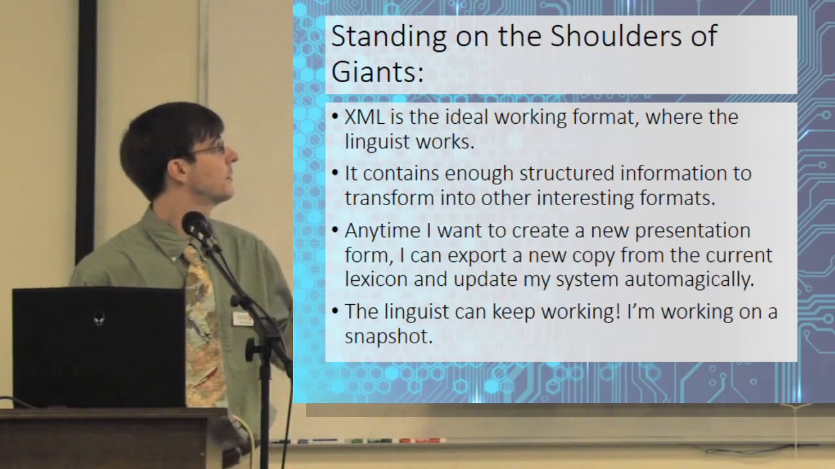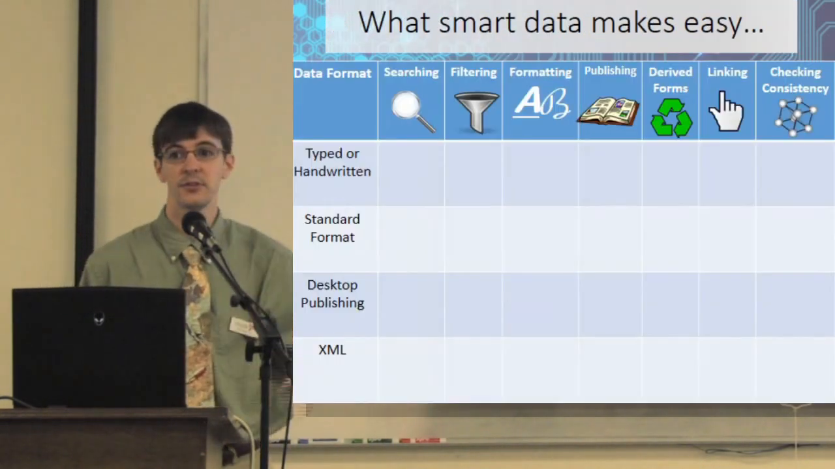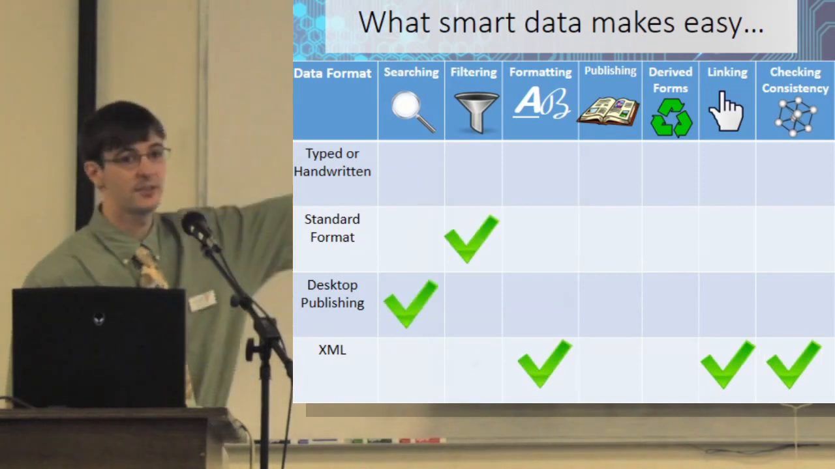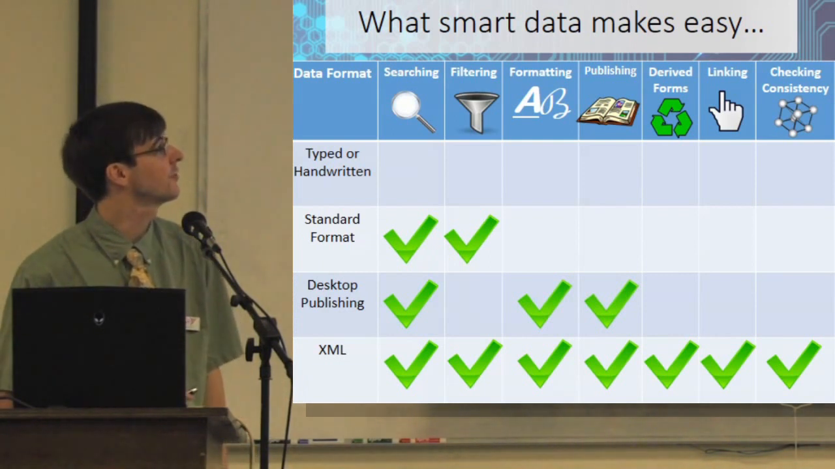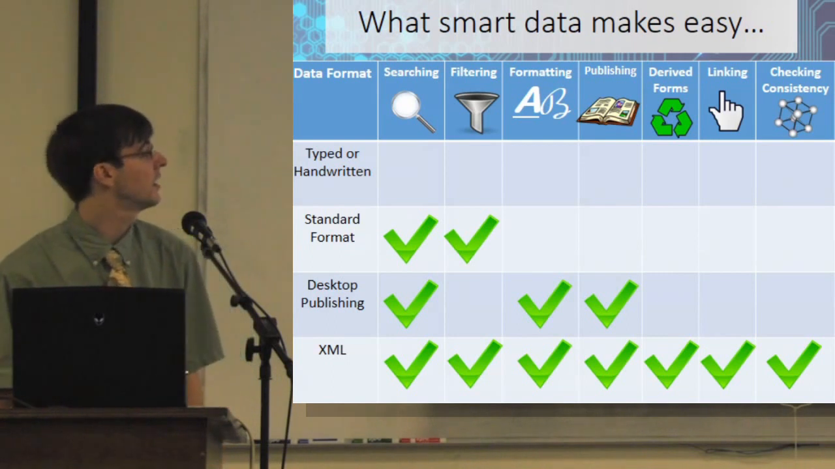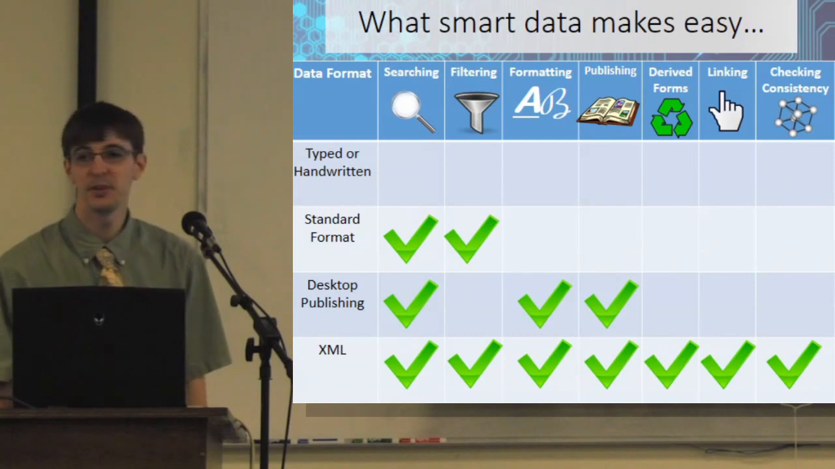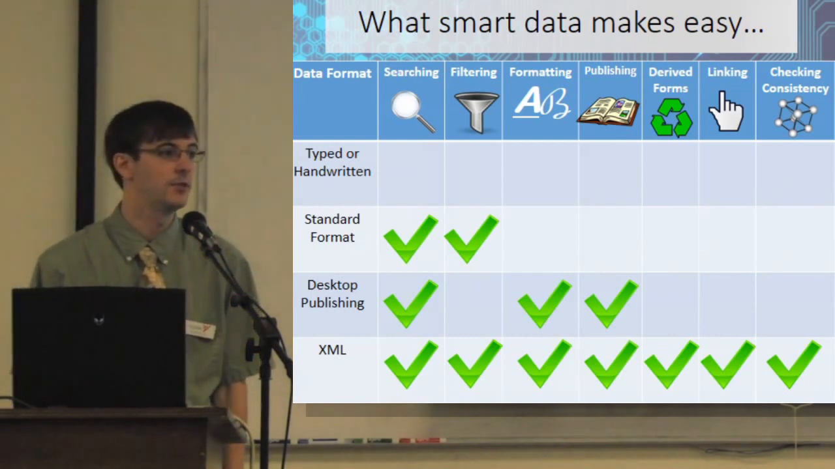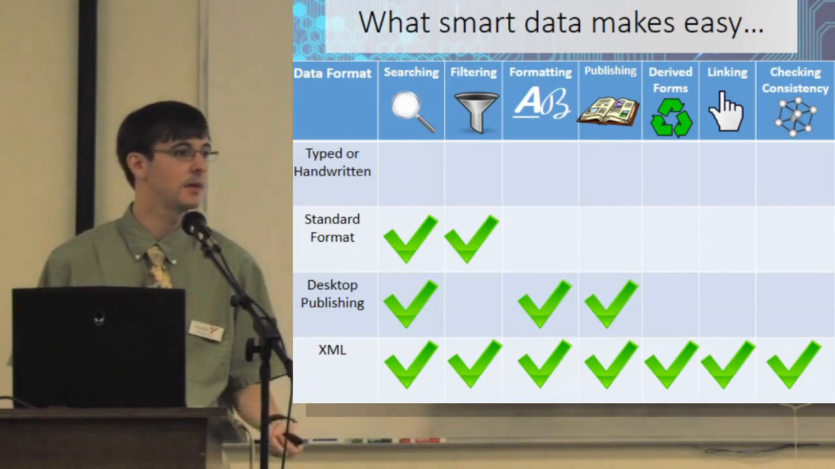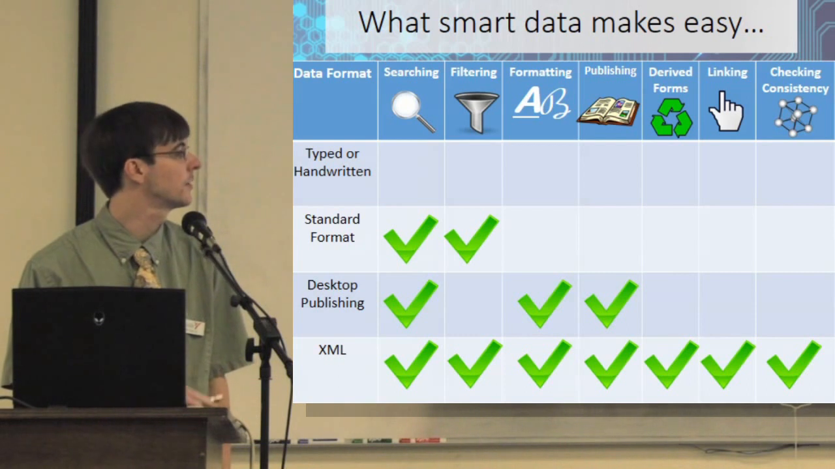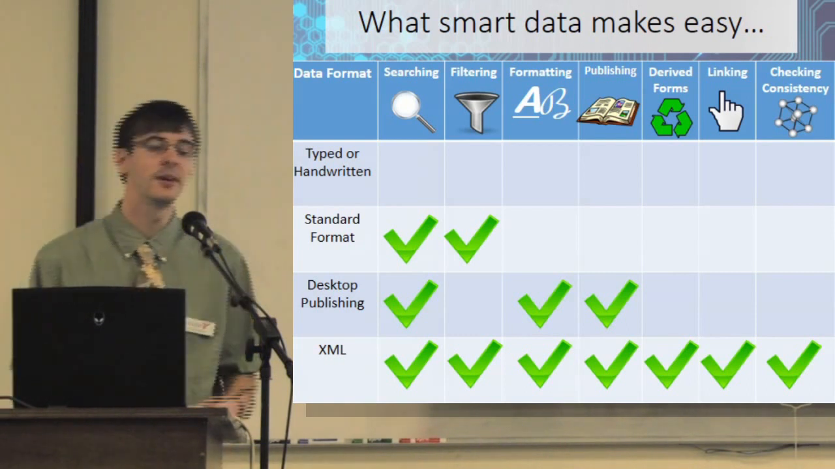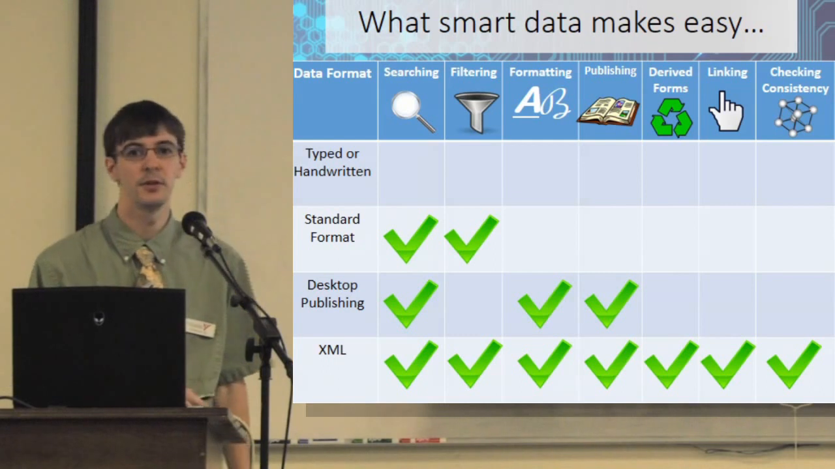I wanted to add a column on the end for typed and handwritten, but you could actually use that to level your coffee table, because there are no checks on that row. Standard format does have searching and filtering, but it's really hard to check the consistency of it. Desktop publishing does have searching, formatting and publishing, but it's really hard to derive another work from it. If you want to derive another work from it, it's a separate copy that is no longer linked. And of these, linking is only really truly possible in XML. Well, it's possible in desktop publishing, but it's not very useful because it doesn't export.